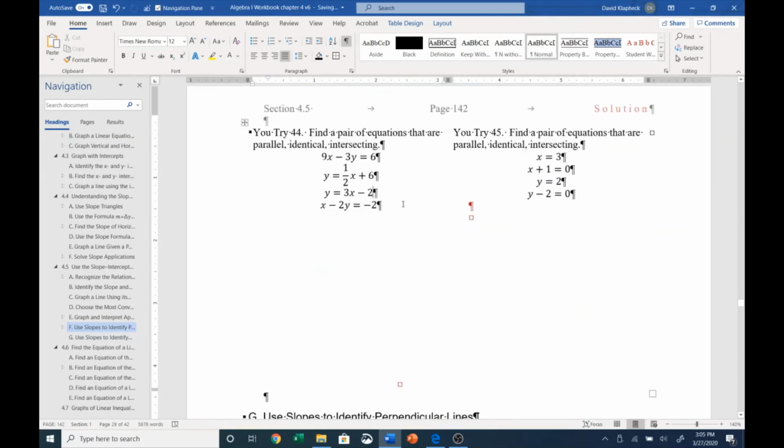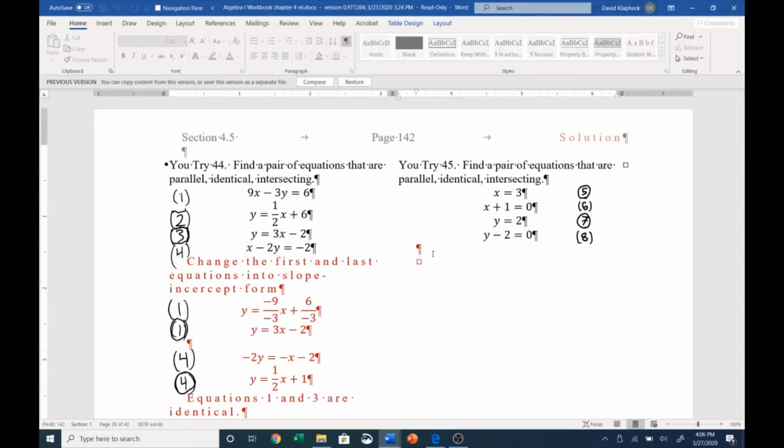In You Try 44, find a pair of equations that are parallel, identical, and find a pair of equations that are intersecting. Pause here. For You Try 45, do the same thing. You may want to label these equations 5 through 8.